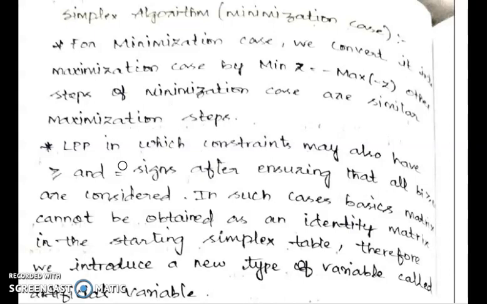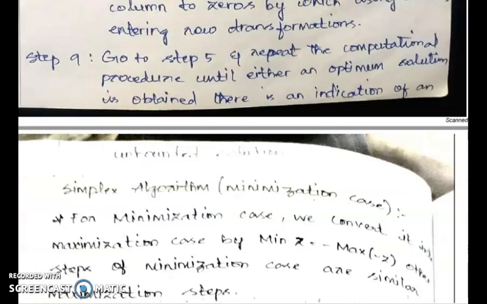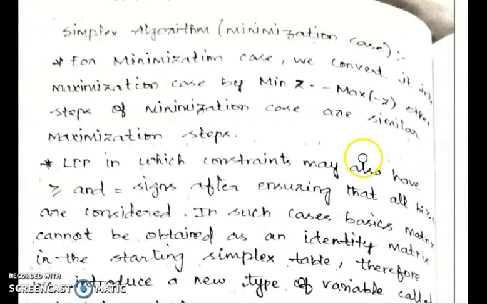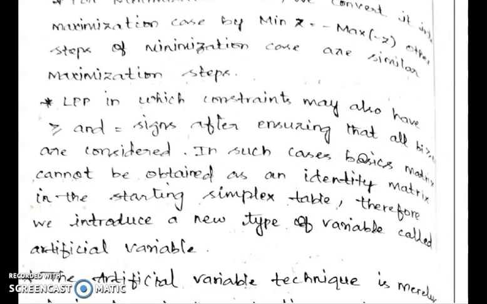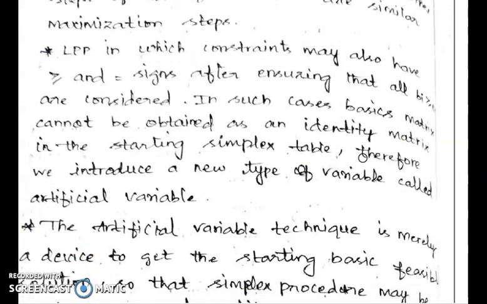Therefore, we introduce a new type of variable called an artificial variable. These variables are fictitious and do not have any physical meaning. The artificial variable technique is merely a device to get a starting basic feasible solution, so that the simplex procedure may be adopted as usual until the optimum solution is obtained.